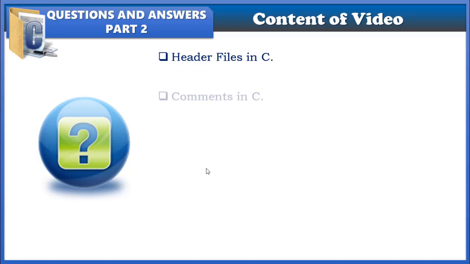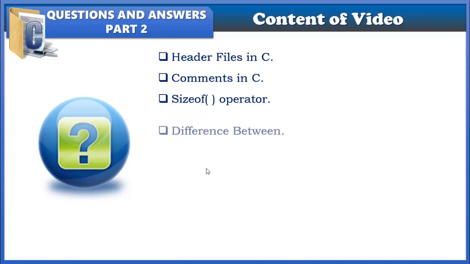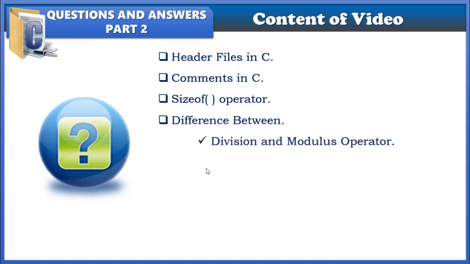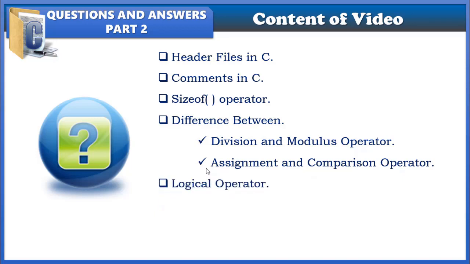So in this part, we are going to discuss header files in C. In this, we will also discuss standard library functions. Then we will see comments in C program. Then we will see how to calculate size of every data type in C. Then we will go through difference between division and modulus operator, and then assignment and comparison operator. And finally, we will conclude this video by logical operators, in which we are going to discuss logical AND, logical OR and logical NOT. So let's begin.